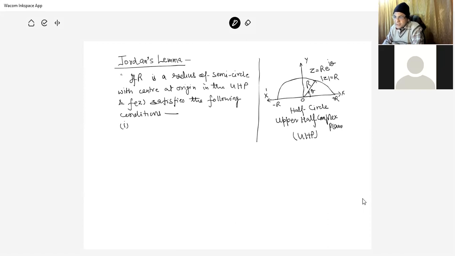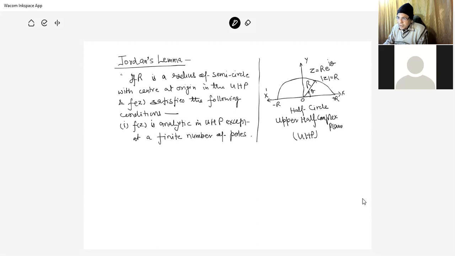What are the conditions? Number one, f(z) is analytic in the upper half plane except at a finite number of poles. Second, f(z) has no pole on the real axis. Real axis means x axis. No pole on the x axis.